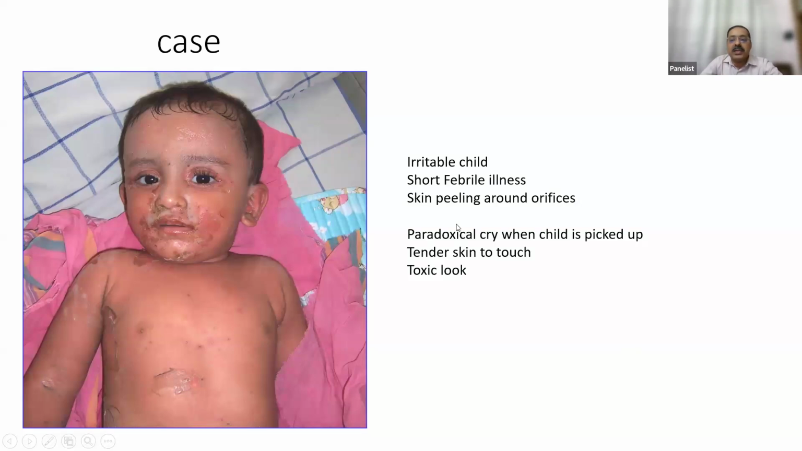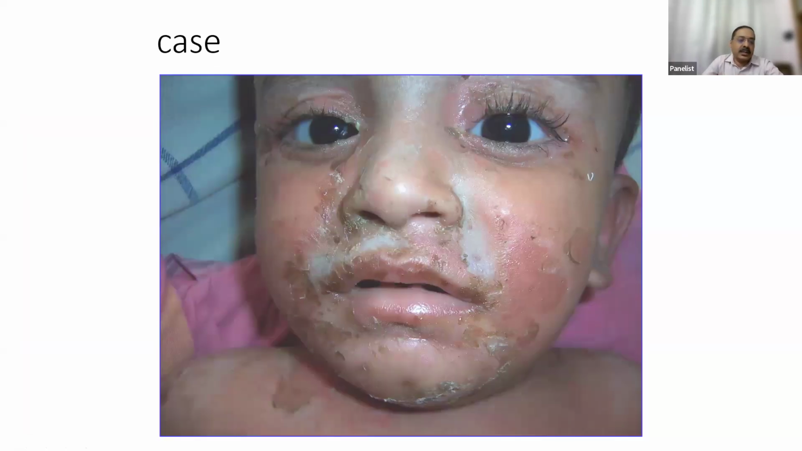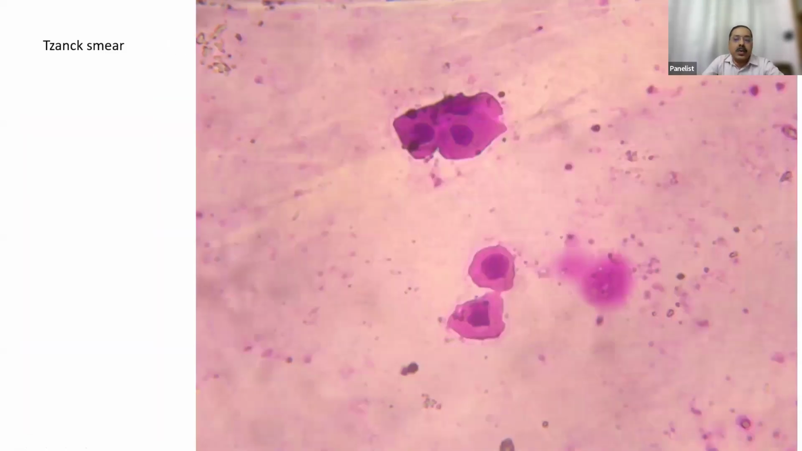And paradoxically, when the child is picked up by the mother, the child cries a lot, which means that the skin tenderness is there. And when the skin is tender to touch, and the patient is looking toxic, one has to think of a diagnosis of SSSS, that is Staphylococcal scalded skin syndrome. But here, the clincher is not a biopsy, it is a bedside test.